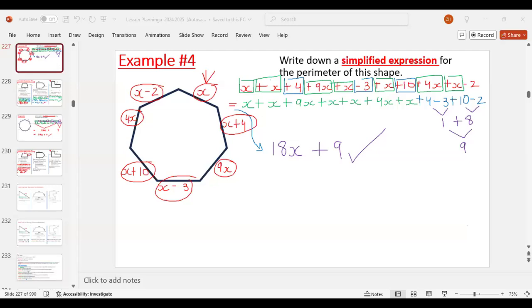Mr. Petit, are we just picking the correct answers, or are we writing it on the board? No, just pick the correct answers. It's multiple choice. Okay. All right.